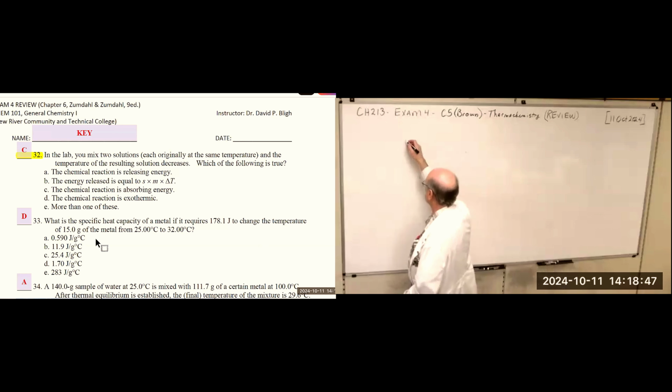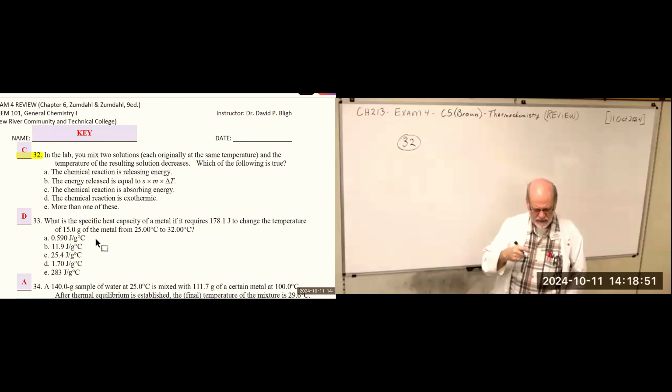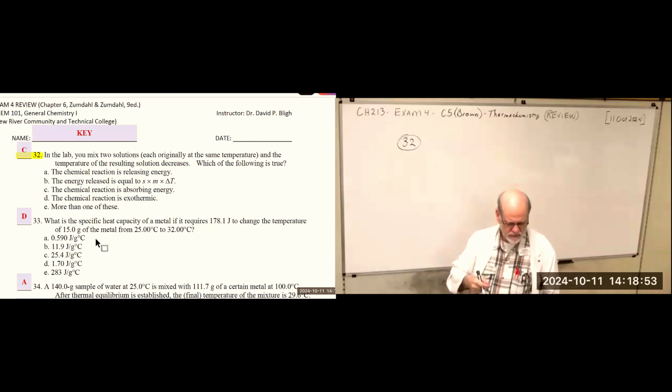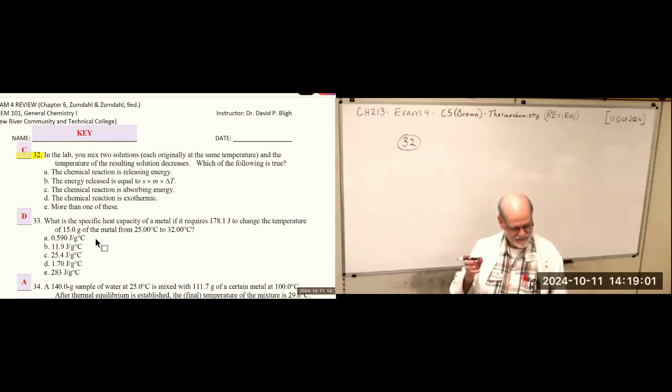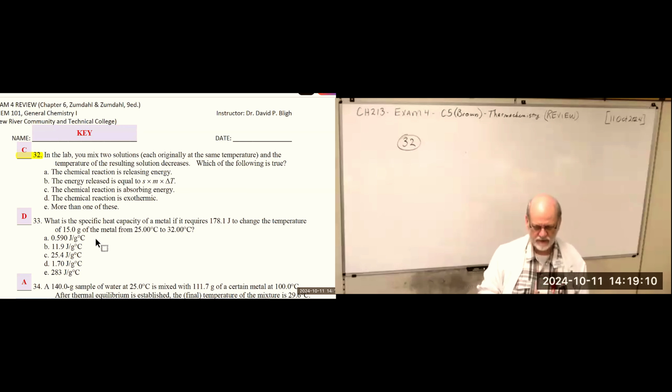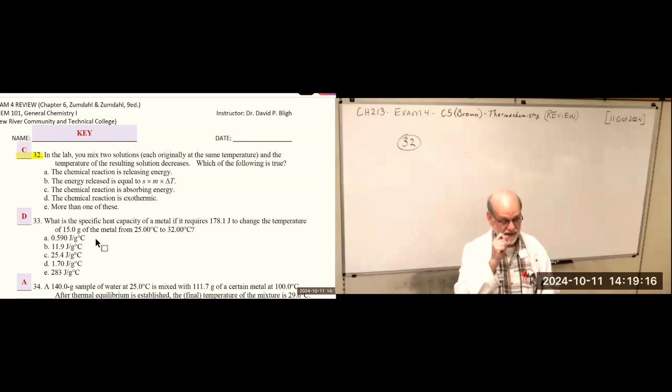Number 32. In the lab, you mix two solutions, each originally at the same temperature, and the temperature of the resulting solution decreases. Okay. If that happens, what we've witnessed is an endothermic process. It's just like those cold packs that you get at the hospital. You break the capsule inside the bag and dissolve the substance, it gets cold.